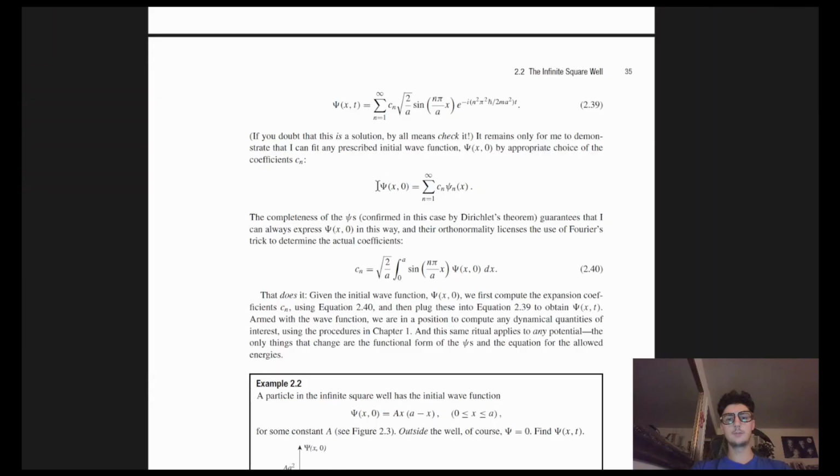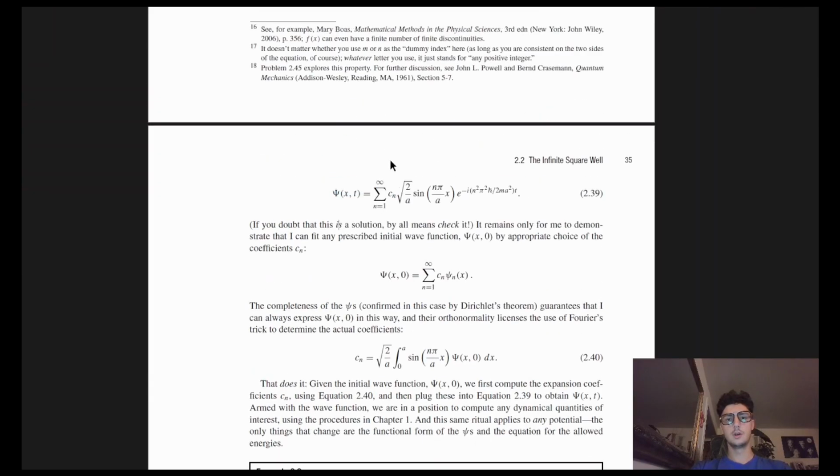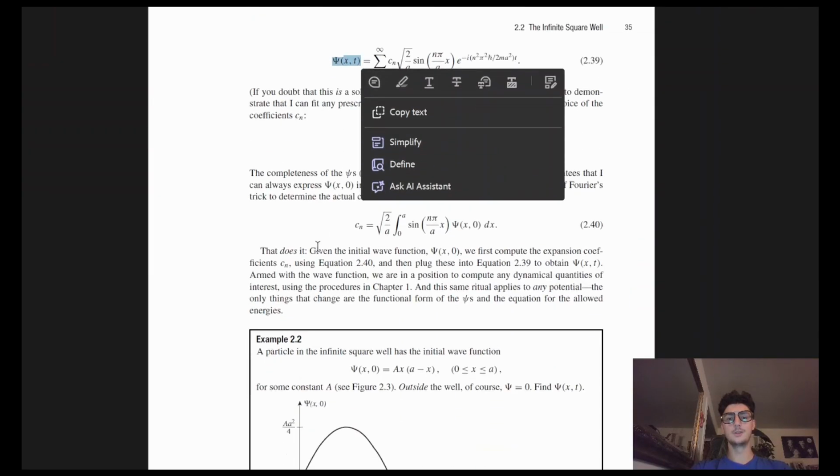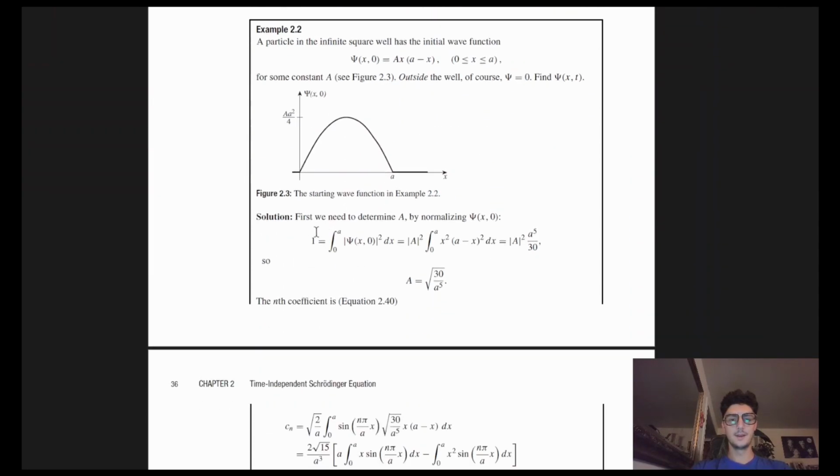Cn now gets plugged into here to get you the full wave function, right? And everything in here is known as well. We know all this. All we're looking for is the Cn's, and this is an infinite sum. So this is how we're going to do this. Let's see how they do it in the example.